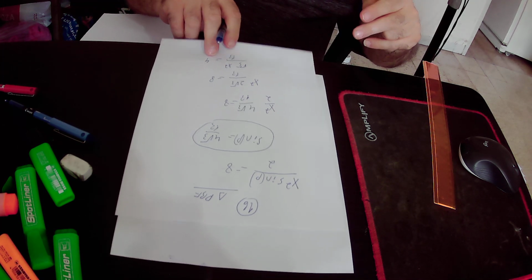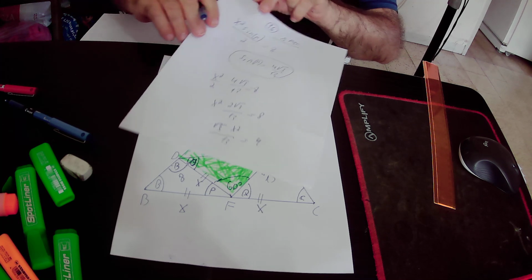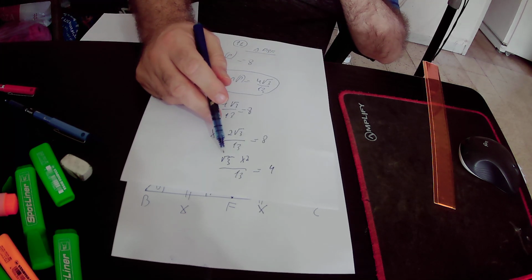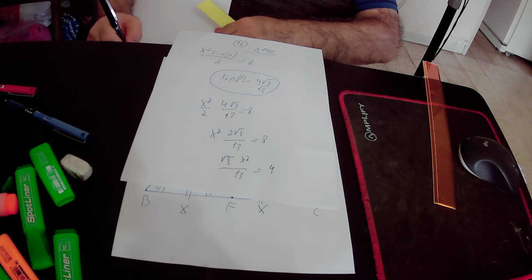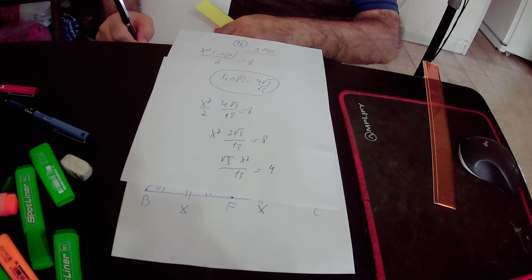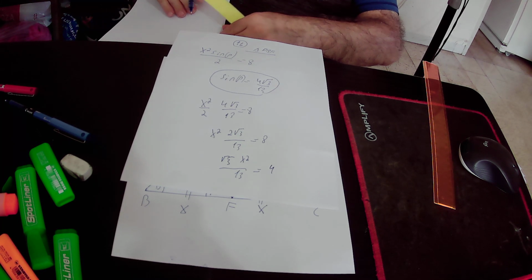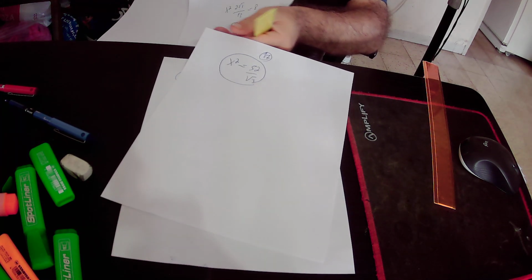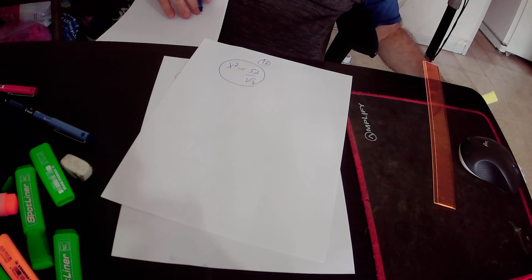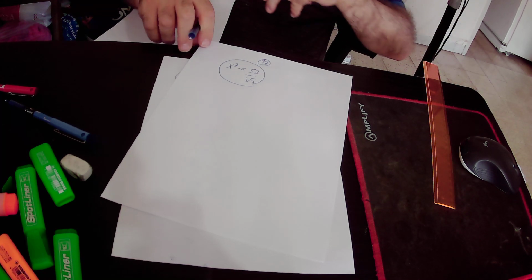So here we will multiply this equality by 13, and then we will divide it by root 3, and we will get that x squared equals 13 times 4 is 52, and 52 over root 3 is the value of x squared. So we found out that x squared equals 52 over root 3.